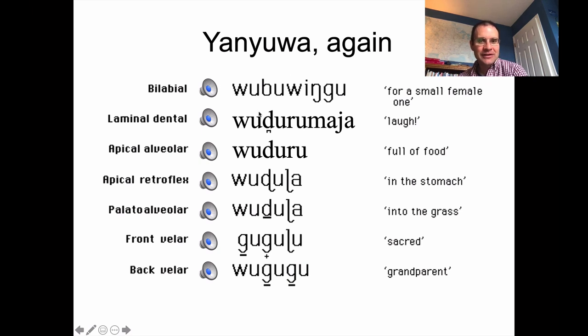Anyways, here's Yanuwa again with its seven different places of articulation. We can just walk through these and you can sing along at home. This also has a retroflex L here. Isn't that fun? And then the postalveolar D, which is not retroflex. And then a palatal versus velar distinction there at the end.